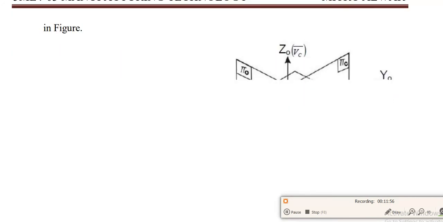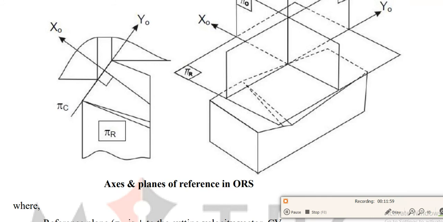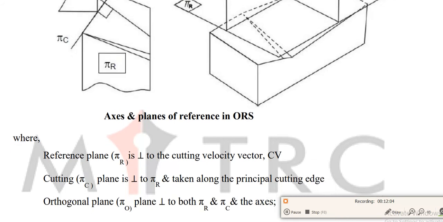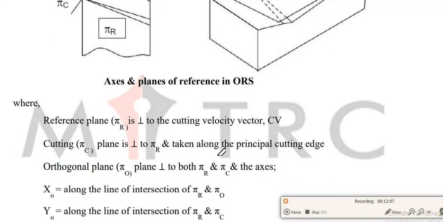Now further, these are the axes and planes of reference in the ORS system, where we can say that reference plane pi r is perpendicular to the cutting velocity vector cv. Next one, the cutting plane pi c is perpendicular to the pi r, and it should be taken along the principal cutting edge. This is the pi c. And next one is the orthogonal plane pi naught, that should be the plane perpendicular to both pi r and pi c.